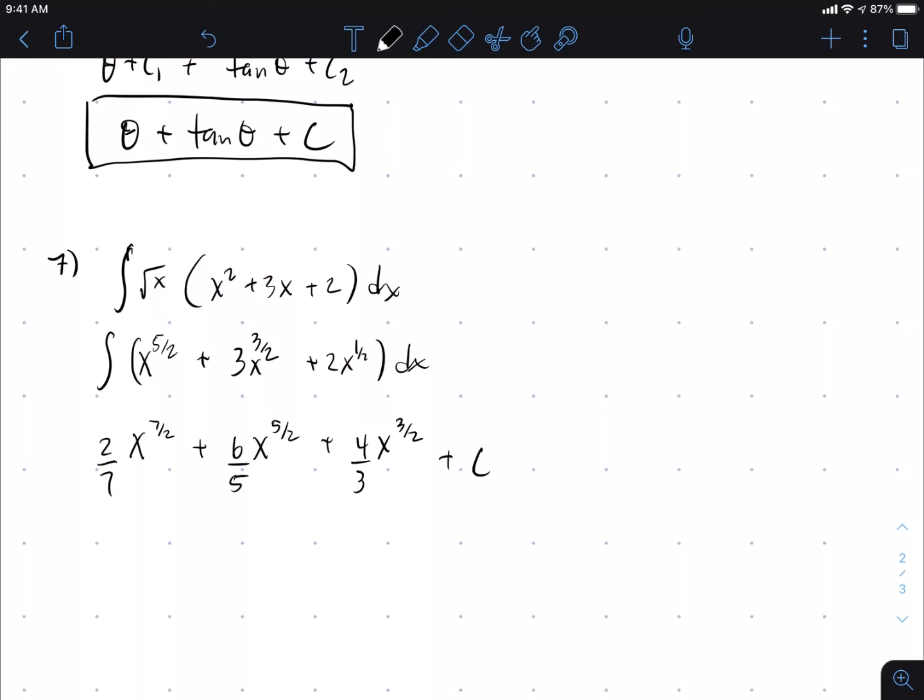Do you guys agree, or do you want me to show steps? I agree. So you just got the 6/5 just because you multiply the 3 times the 2/5 in the middle. Correct. Then yeah, I'm showing.